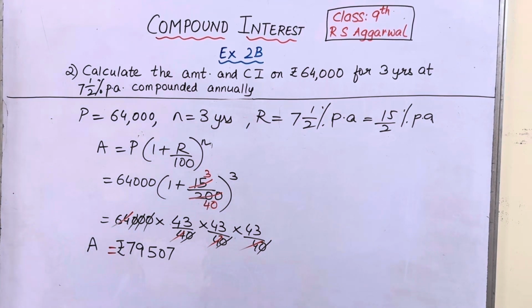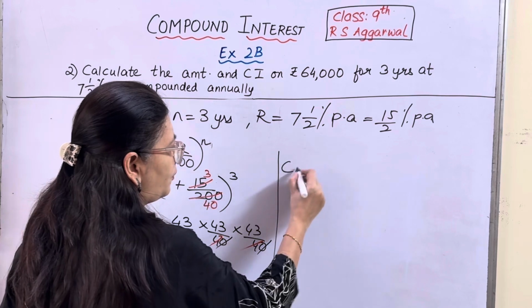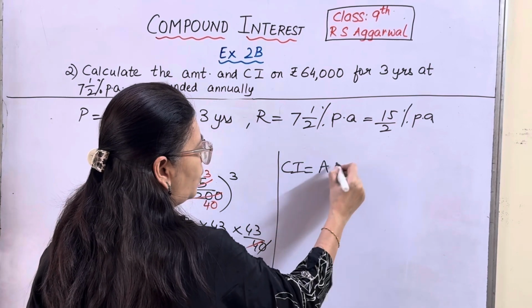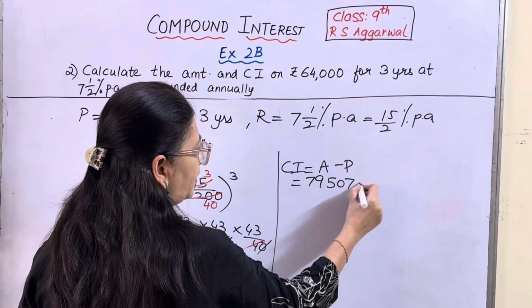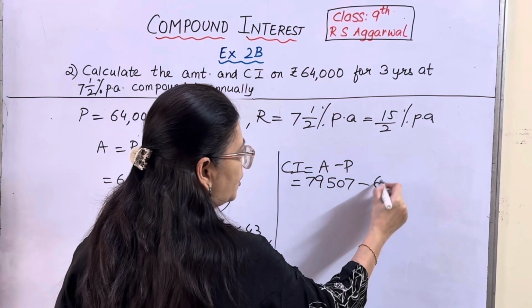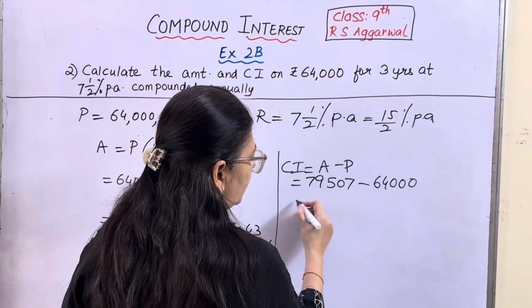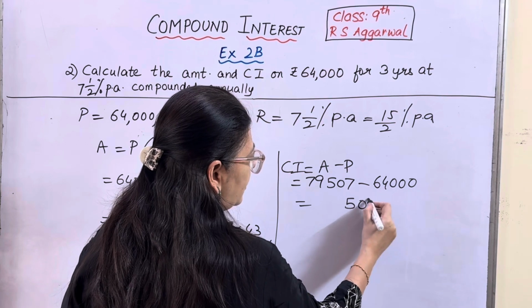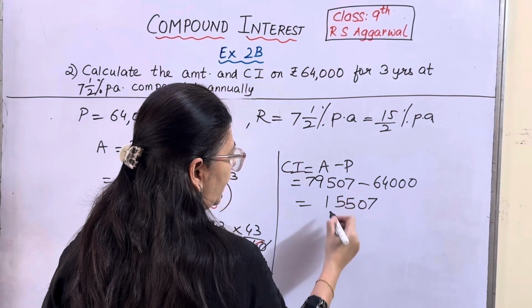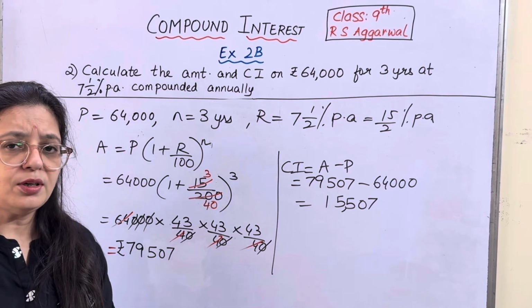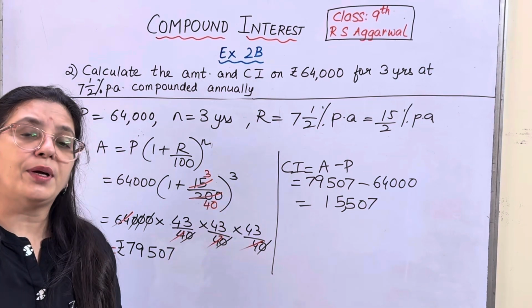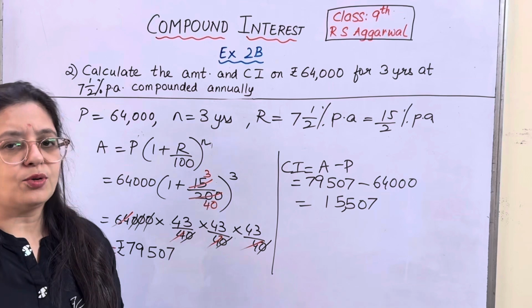Now you have to find the compound interest. So what was the formula for compound interest? It is amount minus principal. Amount is 79,507 minus 64,000, so it is 15,507. Understood? With using the formula it becomes easier. Okay, come on, let's go to the next sum.